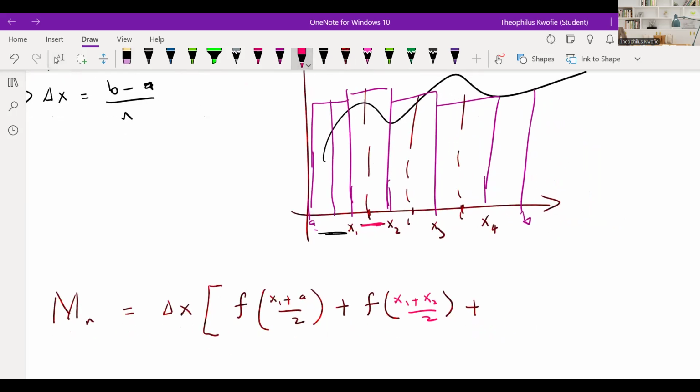And the same thing, we do for this one. We add x2 to x3 and divide it by 2. So f of x2 plus x3 divided by 2.